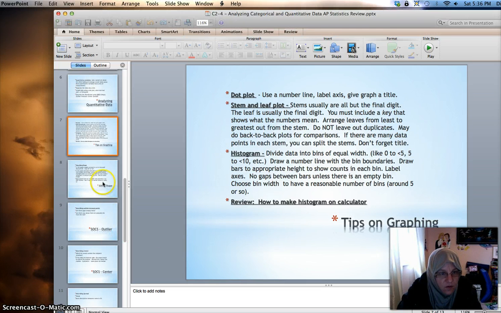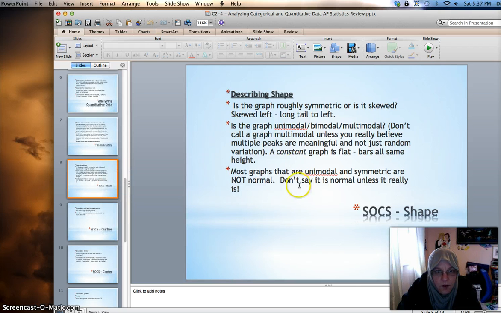All right, so we've reviewed how to make a histogram. So now describing shape, look for skew or symmetry. If it's skewed left, that means you have a long tail to the left. Skewed right, long tail to the right. Is the graph unimodal, bimodal, or multimodal? Now be careful about variation, right? Graphs are not going to be perfectly unimodal all the time. If you have a little tiny dip and then it goes up again, that doesn't necessarily mean it's bimodal. If you believe those two peaks are meaningful, then you might say, I have got a bimodal graph.